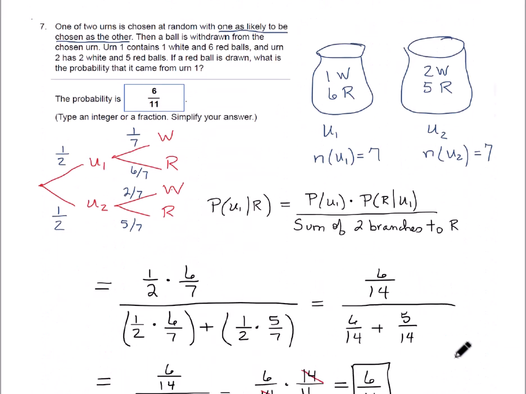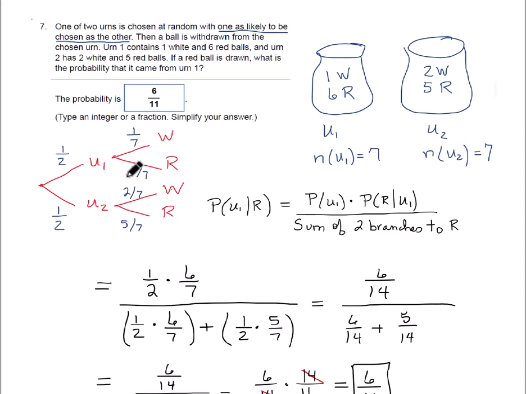All right, question 7. Again, we have 2 urns. One is as likely as the other. That's why these are 1/2. Urn 1 has 1 white, 6 reds, so 7 total. Urn 2 has 7 total as well. 2 white, 5 red. So you see, that's how I got all these probabilities for the branches. You really can't do this problem unless you make the tree diagram.